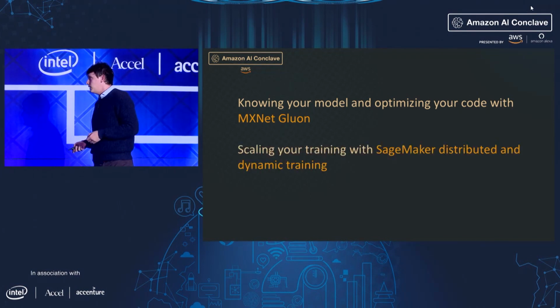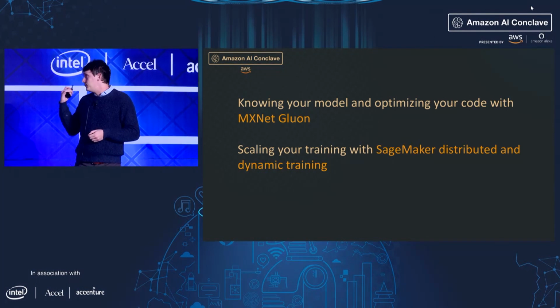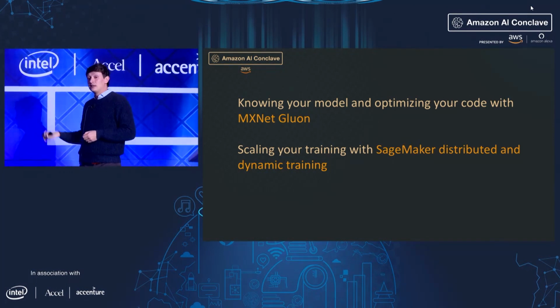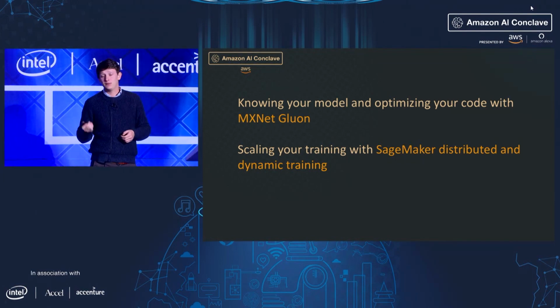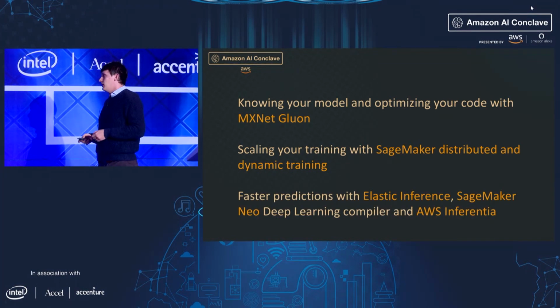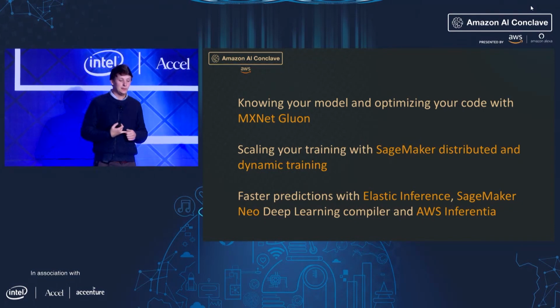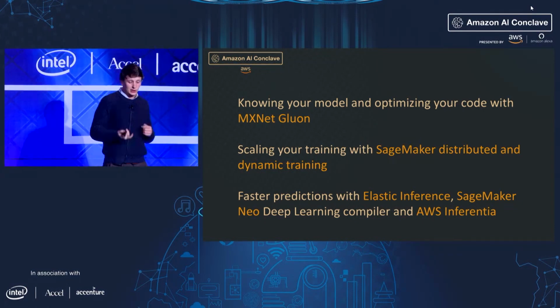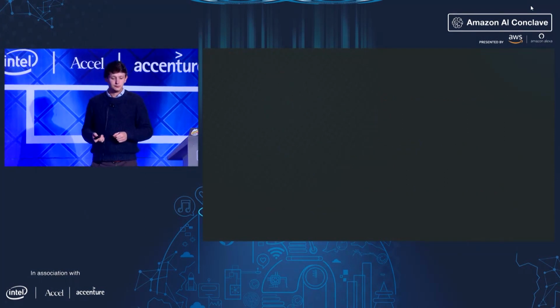The second one will be, we'll see how you can use SageMaker. You probably heard a lot of SageMaker today. SageMaker is inherently distributed, and it now supports dynamic training with MXNet. So we'll see what that is. And we'll see how you can get faster prediction with Elastic Inference, SageMaker Neo, and the deep learning compiler, and AWS Inferentia, which is going to be released next year.